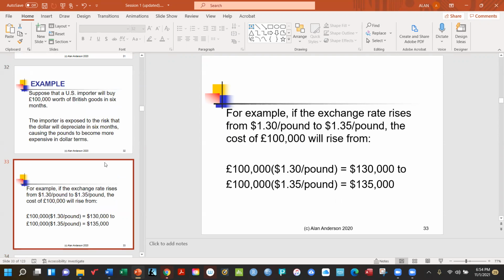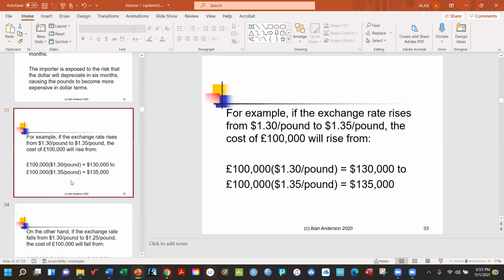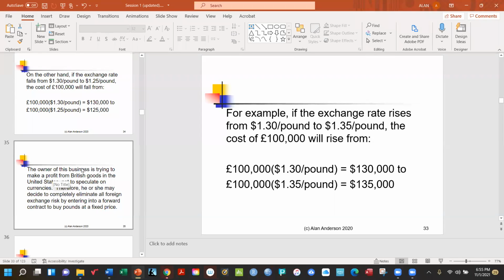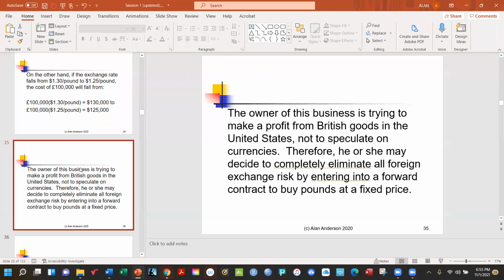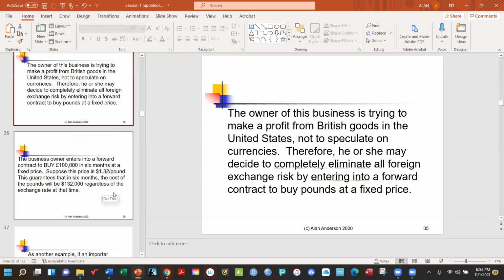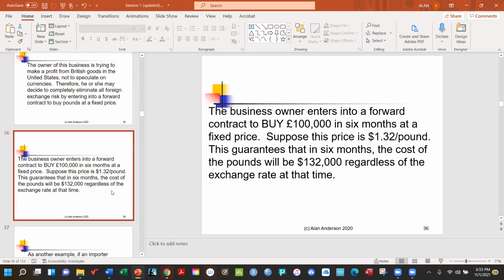So instead, we decide, let's enter into a forward contract to hedge our risk. We want to lock in the price that we pay for the pounds. And that way, no matter what happens in the next 6 months, we know how much it's going to cost us to buy the pounds. Okay. So we're going to enter into the contract because, again, our job is not to speculate on currencies. We're trying to make money from sticky toffee pudding. So we are going to enter into a forward contract to buy 100,000 pounds in 6 months.